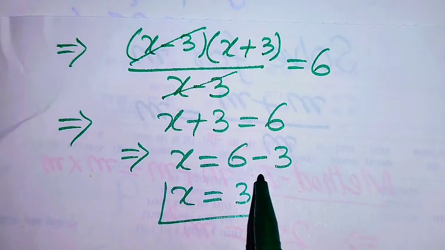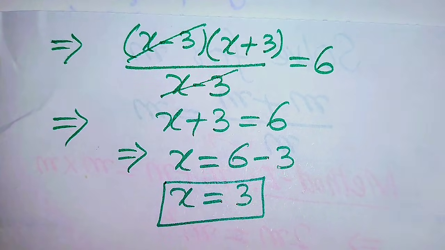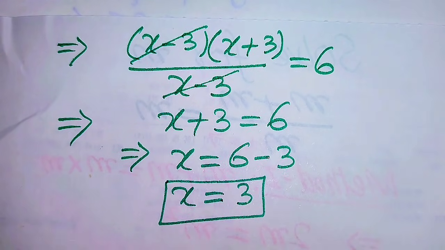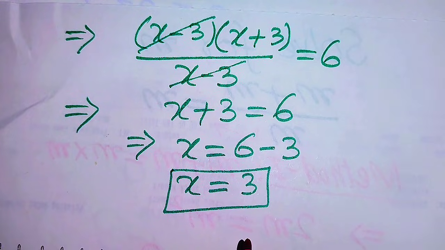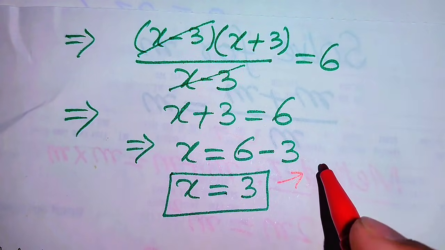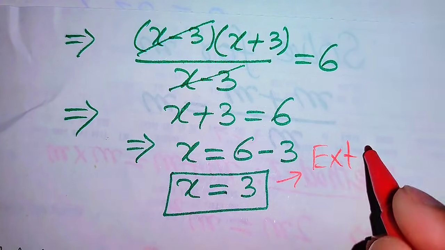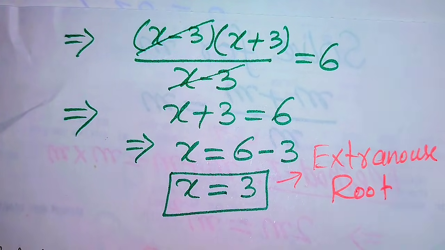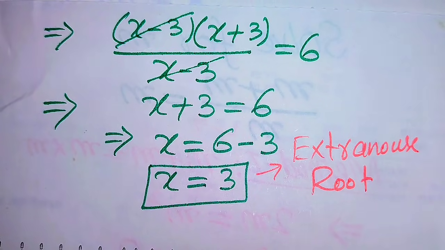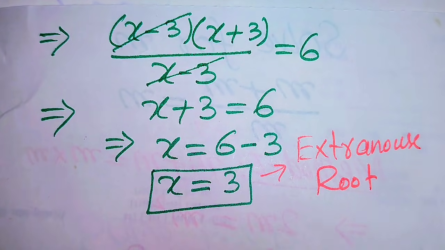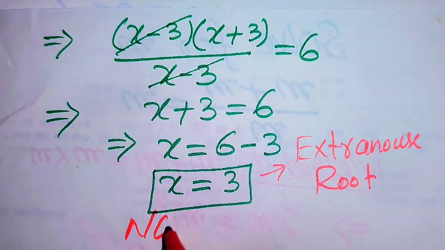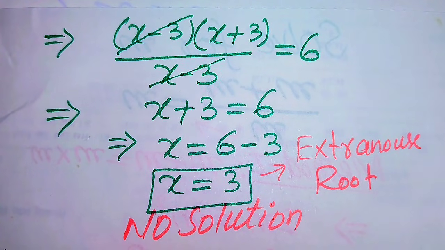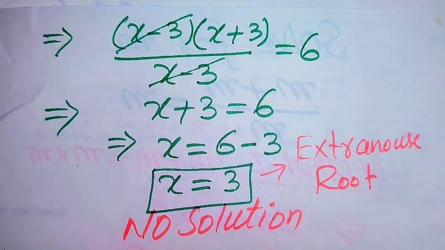So this is the only root of the given equation which we get from the second method. In the first method we already verified that the value x equals 3 does not satisfy our given question statement. So we call x equals 3 the extraneous root of the given equation. Okay, so this is the extraneous root because it does not satisfy our given question statement, and here we finally conclude that this question has no solution because we cannot get any value of x which satisfies our given question statement. So this is the final answer.